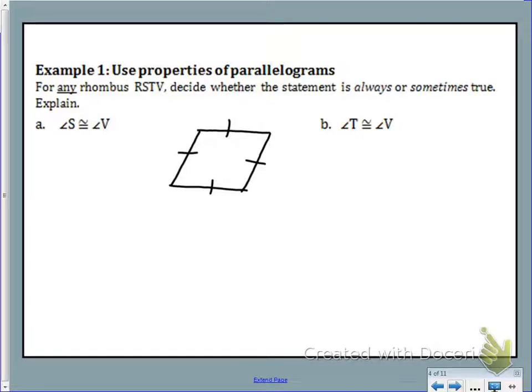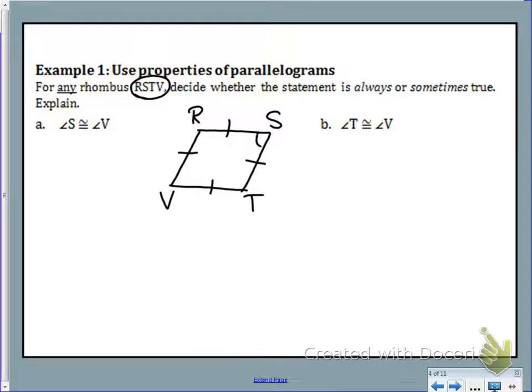Now we look at this, it says angle S and angle V are congruent. Well, let's label our picture. We start at one vertex, any vertex is fine, and then we move around. So R, S, T, and V is how that would look. And it says, is angle S congruent to angle V always or sometimes?